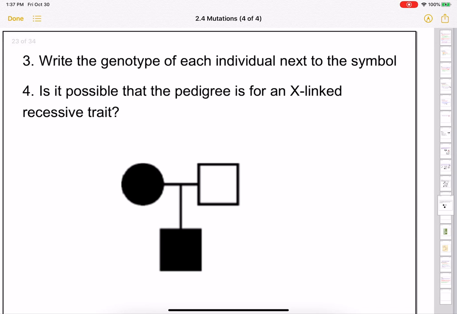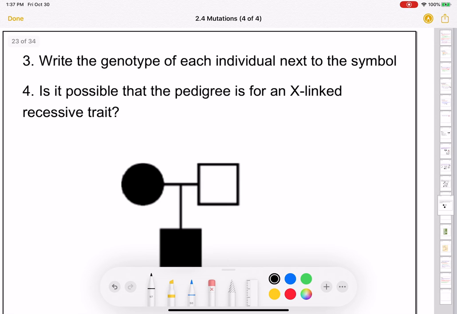Here we've got to write the genotype for each individual. Is it possible for this to be an X-linked recessive trait? I'm going to take a wild guess and say no, but let's look into it. So we're checking if this is an X-linked recessive. So the mother has it, the father doesn't, and then the child has it. Well, I guess it could be X-linked recessive.